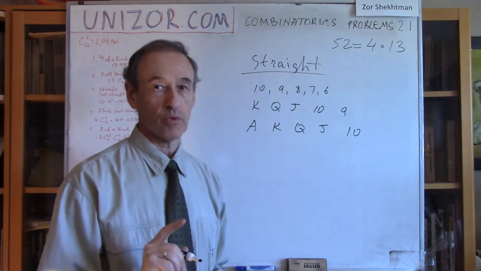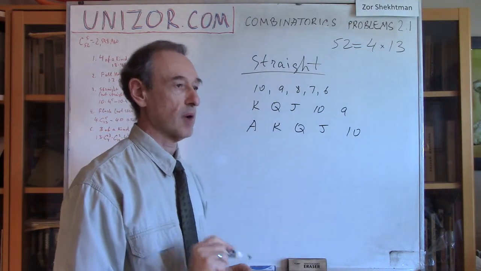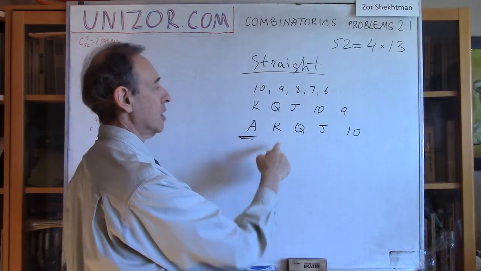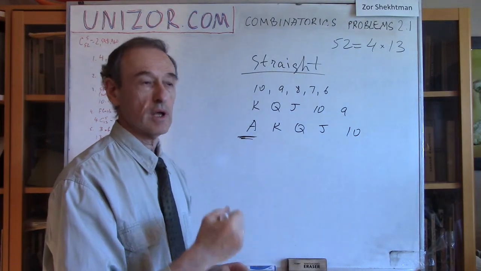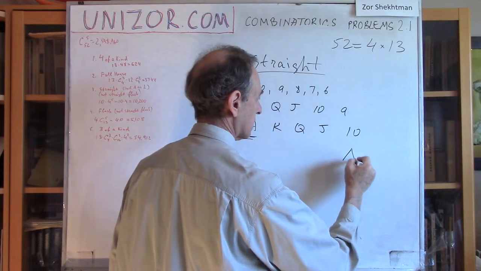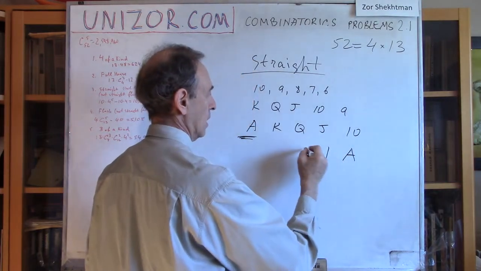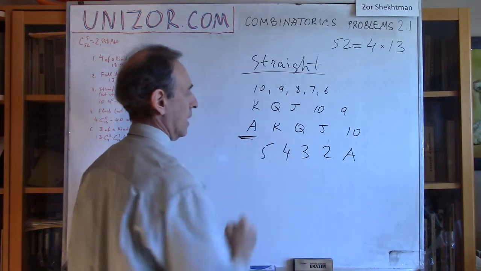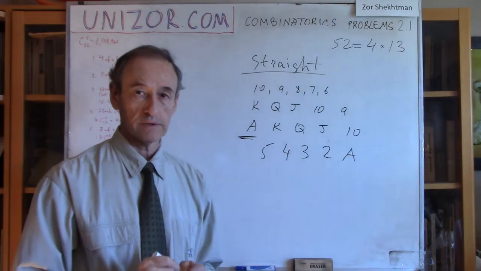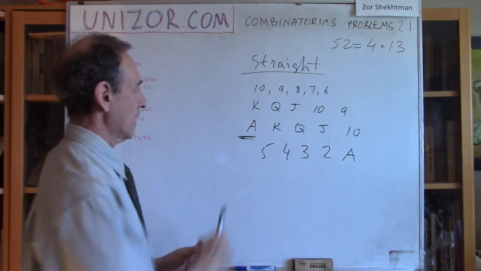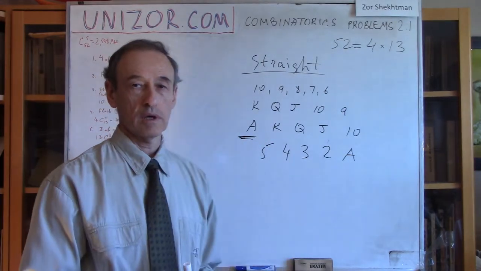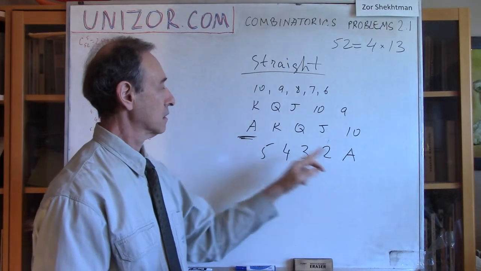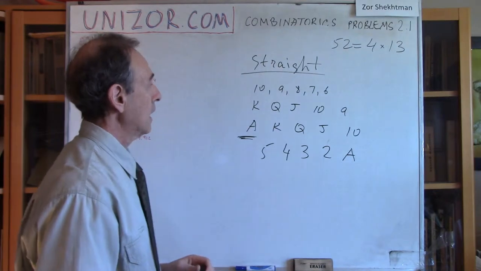Or, and here is a very important, I would say, complication. The ace can be the very top card in front of the king, but it also can be on the bottom below 2, which basically means that its value is 1 in this particular case. So this is also a combination which is a straight. So that's one complication. So ace can have both roles as the highest rank card and the lowest rank card.